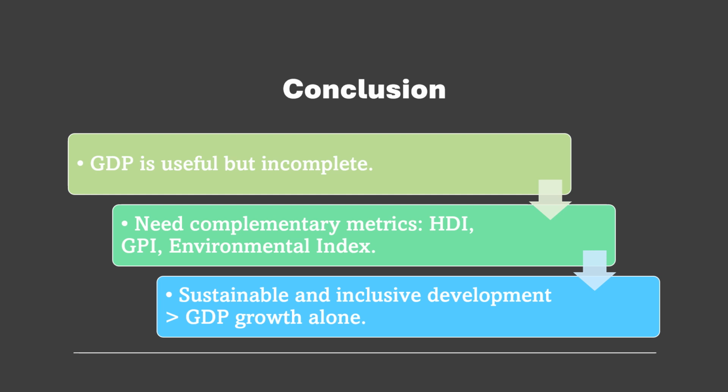In conclusion, while GDP is a useful tool for measuring economic activity, it is not a comprehensive indicator of progress. To get a fuller picture of a nation's well-being, we need to consider other metrics like the Human Development Index (HDI), Genuine Progress Indicator (GPI), or Environmental Performance Index (EPI). These measures account for factors like inequality, environmental health, and quality of life, providing a more balanced view of progress. Relying solely on GDP can lead to misguided policies that prioritize economic growth over sustainable and inclusive development.